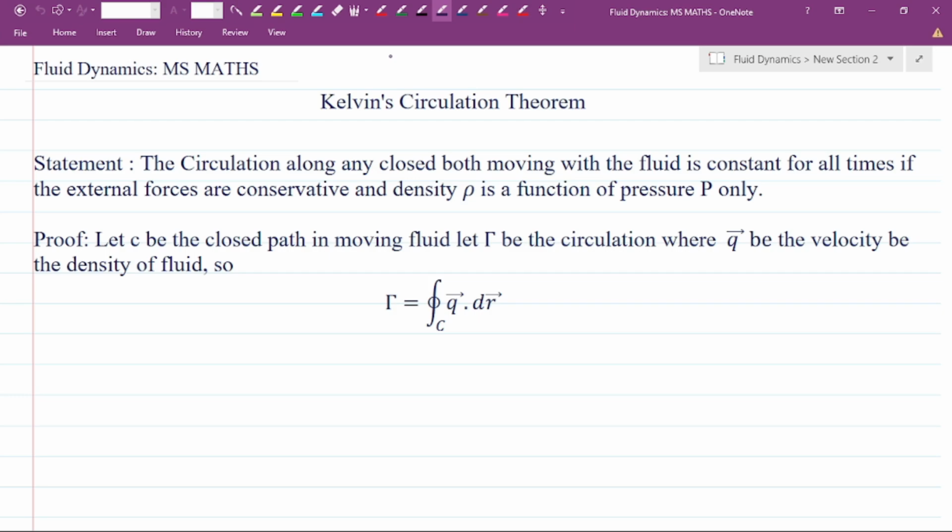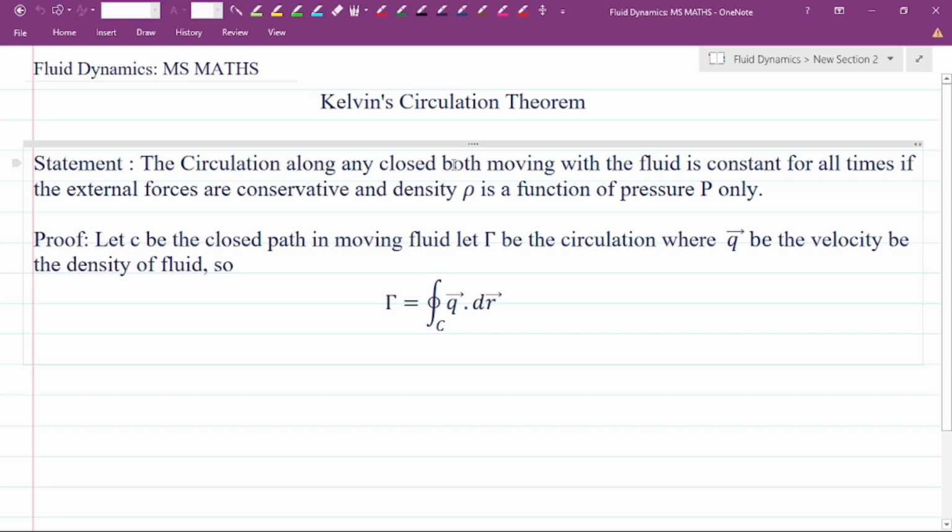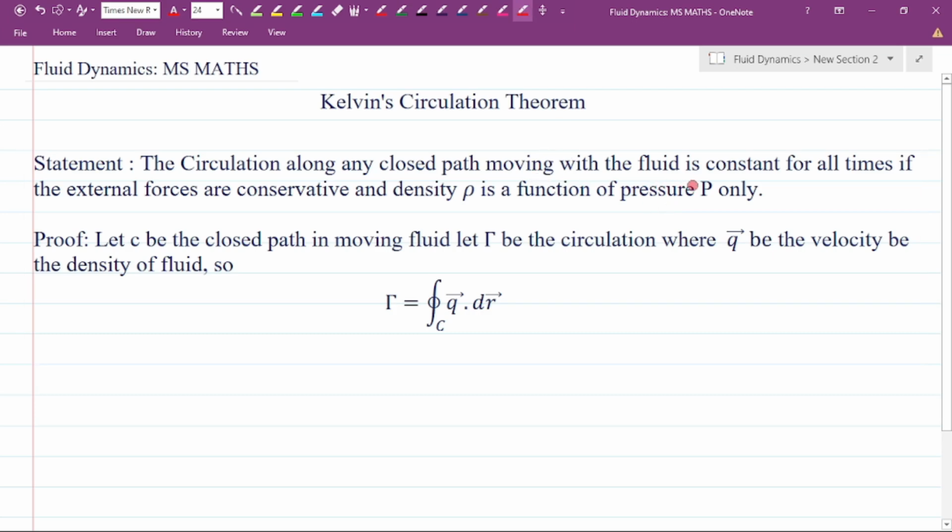So basically Kelvin's circulation theorem says that the circulation along any closed path. Okay, not any closed both, sorry for that, it is a typo. Any closed path moving with the fluid is constant for all time if external forces are conservative and density rho is a function of pressure P. So this is the statement.